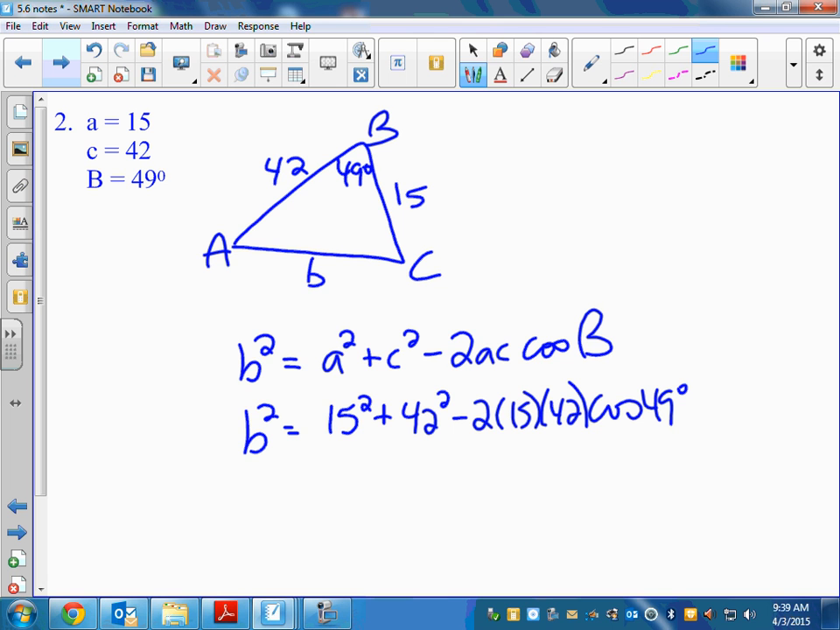And you can just type all that in at once. And you could just take the square root of all of it. Right? You don't have to do any algebra. Just punch.